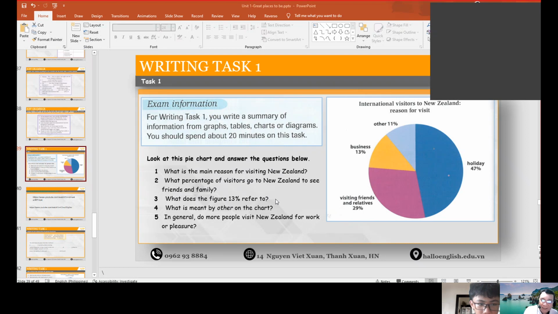So question number 1, what is the main reason for visiting New Zealand? Again, analyzation is very important. In answering questions, I already taught you to analyze first, and then after that, find the keywords. So what is it asking in here? Main reason for visiting New Zealand.